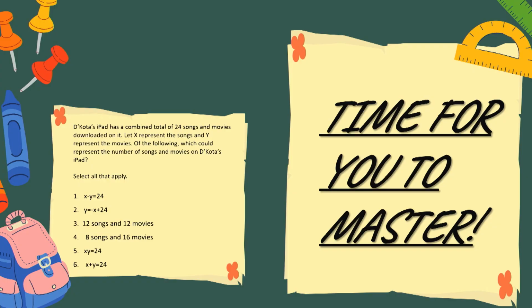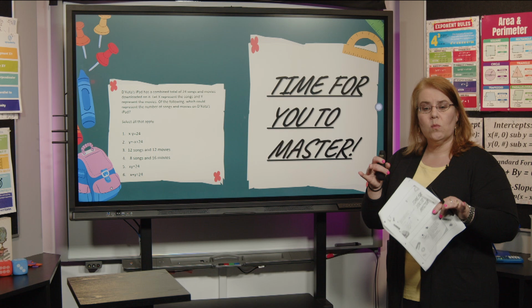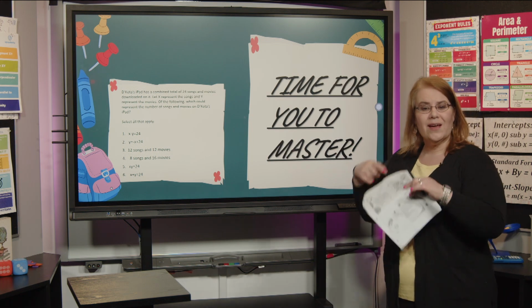All right, time for you to master. Dakota's iPad has a combined total of 24 songs and movies downloaded on it. Let X represent the songs, Y represent the movies. Of the following, which could represent the number of songs and movies on Dakota's iPad? Select all that apply. Go ahead, you and your table partner, work these. And when you get done, come back to me and let's see what we got.